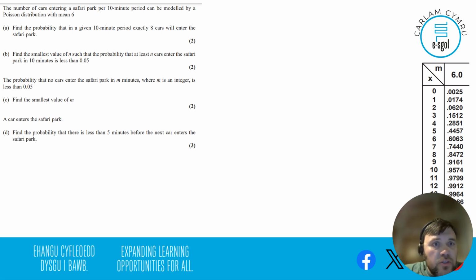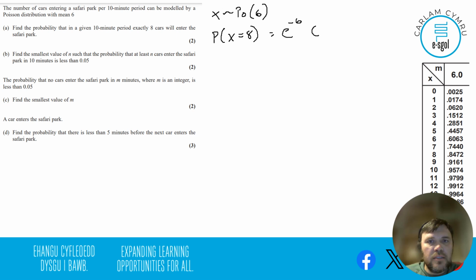A number of cars entering a safari park per 10-minute period can be modeled by a Poisson distribution with mean 6. Find the probability that in a given 10-minute period, exactly 8 cars will enter the safari park. So this is our basic question where we say X belongs to the Poisson 6, so P(X = 8) is e to the minus 6, 6 to the 8 over 8 factorial, which is 0.103. So that would be part A.